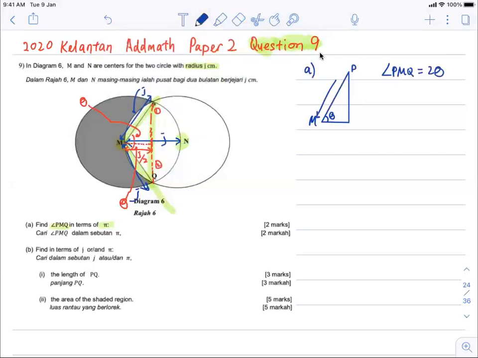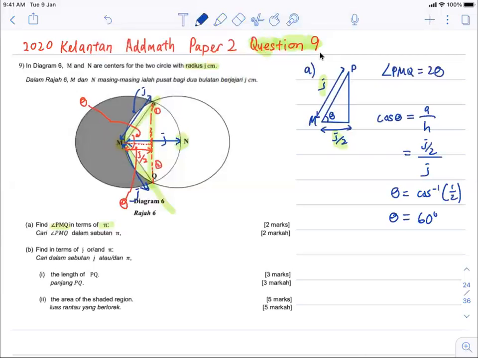We need to know the length of two sides of the triangle. This is j, and the base is j over 2. We have the adjacent and the hypotenuse, so we can use cos theta to find the angle. Cos theta is equal to adjacent over hypotenuse. Adjacent is j over 2, hypotenuse is j. So theta is equal to arc cos half, which is 60 degrees.